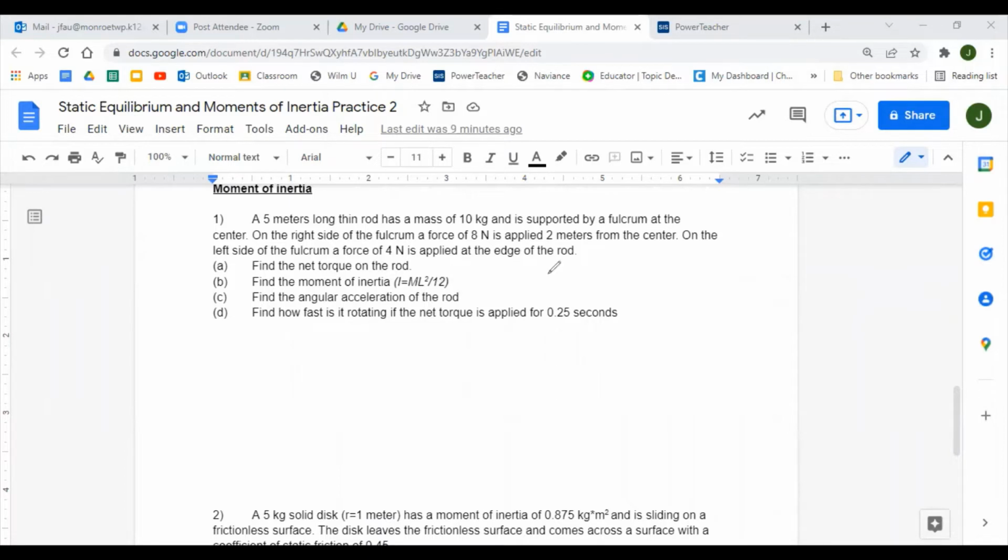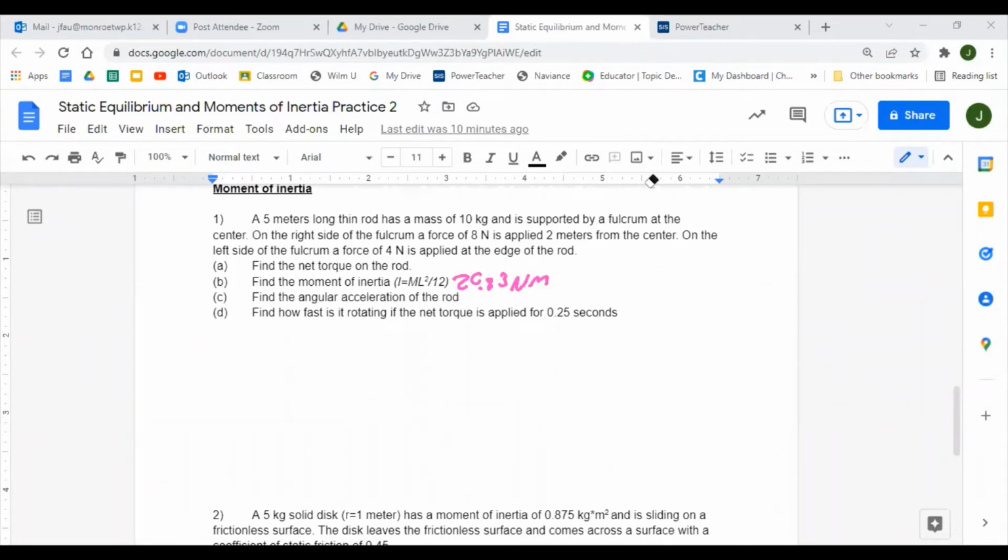Find the moment of inertia. So I equals the mass of the rod, which is 10, times its length squared divided by 12. So 10 times 25 divided by 12 is 20.83 kilogram meters squared.